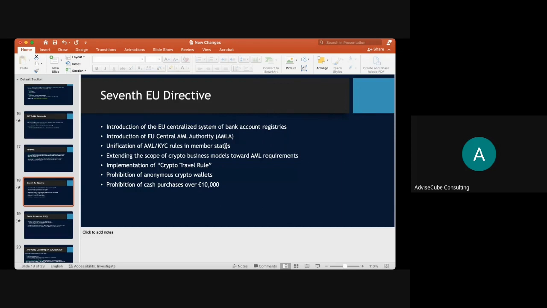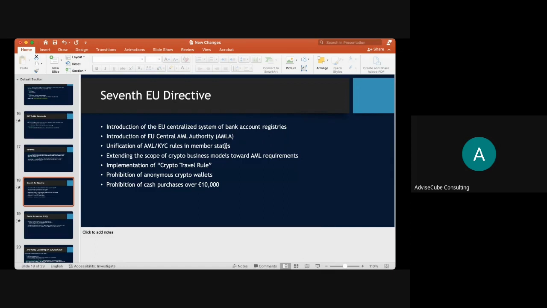Next is the implementation of the crypto travel rule. FATF also has Recommendation number 16, also called the travel rule guideline. It's a guard against money laundering, and they are saying this is a new crypto travel rule guidance, a recommendation that applies to virtual asset service providers, including exchanges, banks, and over-the-counter desks. So whenever you are doing transactions higher than 1,000 euro globally, they will have more monitoring on that.